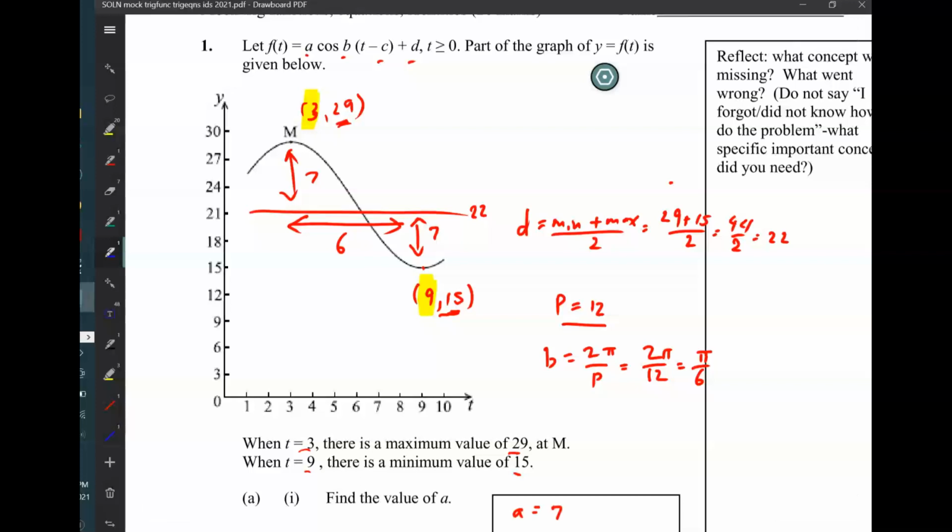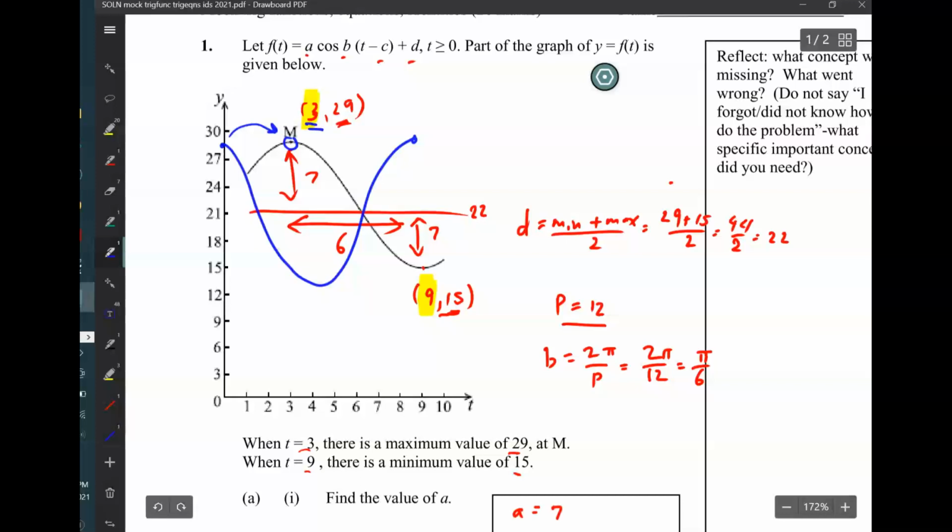Cosine, remember, always starts at its maximum value, goes down, and goes up again. Okay, so here they have conveniently marked for us the maximum value of the transformed function. So we can already see that this point M has been horizontally translated to the right by 3 units, right? So that means C equals 3, because C is equal to the horizontal translation of the function. We know that the parent function starts at the maximum value because the parent function is cosine, and the maximum value has been obviously shifted 3 units to the right because the coordinates of the maximum point were given to us as 3, 29. So C is equal to 3.